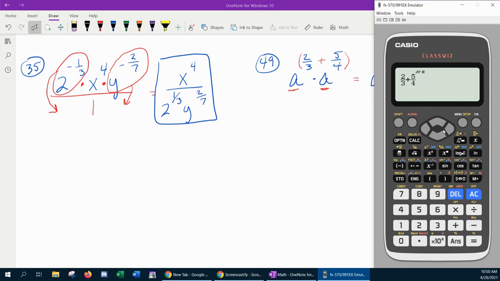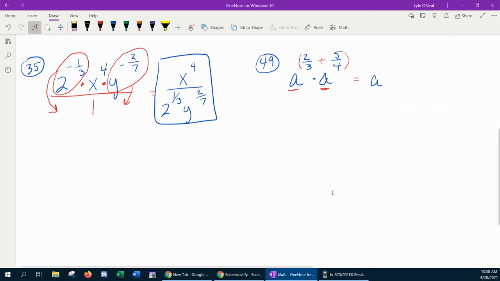So we're going to use our fraction capability and let the Casio deal with getting a common denominator. So we have 2/3 plus 5/4, 23/12, and that is going to be in simplest form. And so we can say that this answer is going to be a to the 23/12. And that is it for that example.